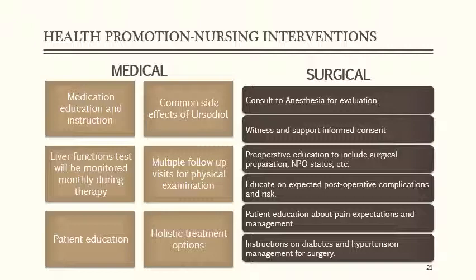If she continues with her surgical route, she will need a consult to anesthesia for evaluation immediately, especially according to her medical history and other comorbidities. We need to witness and support her informed consent to make sure that she thoroughly understands the surgical procedure she is consenting to. She will need preoperative education to include any postoperative complications, her risk, and to educate her on what she will expect to happen after her surgery, as well as instructing her on diabetic and hypertensive management to prepare her for surgery.